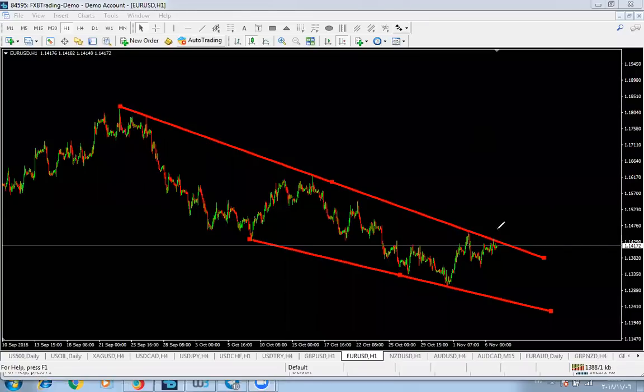We have to show some patience at this stage, and we should not rush into trades before the result of the elections is declared. So both possibilities for the euro are still viable.